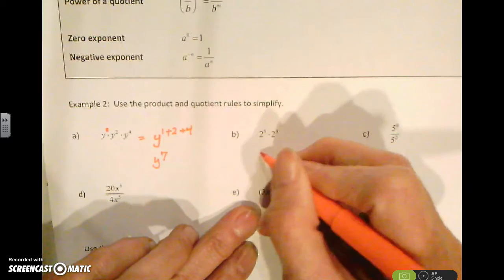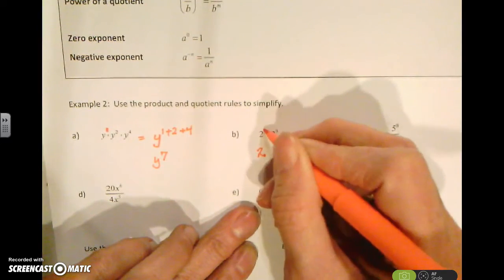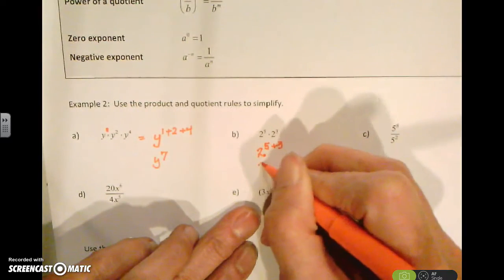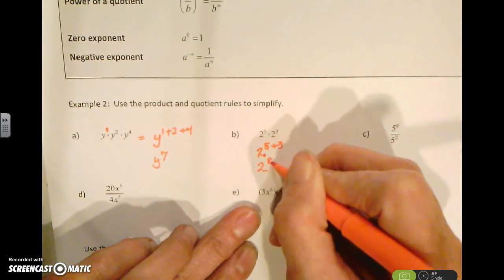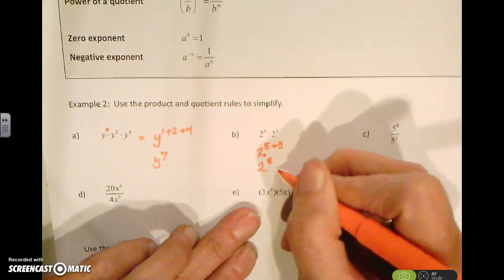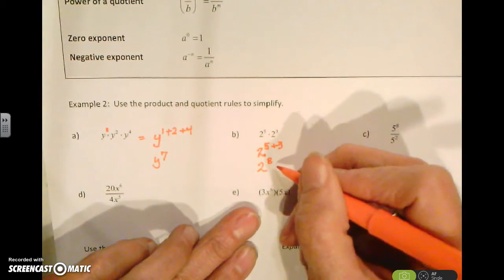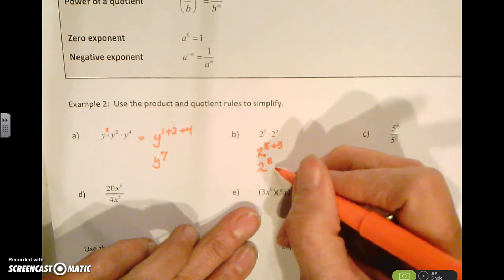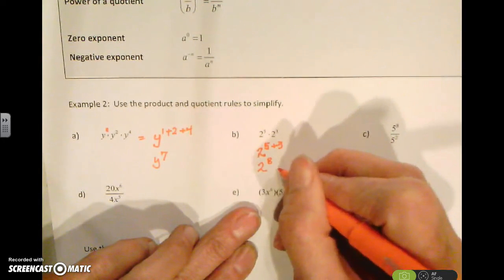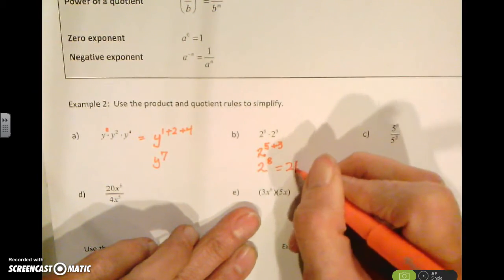My base here is a 2. So 2, and I'm going to add my exponents, 5 plus 3. And that's going to be 2 to the 8th power. Now, I should expand that, but I'm not real sure what that's going to be equal to. 2 to the 5th is 32, 64, 2 to the 6th, 128, 2 to the 8th, or 256.